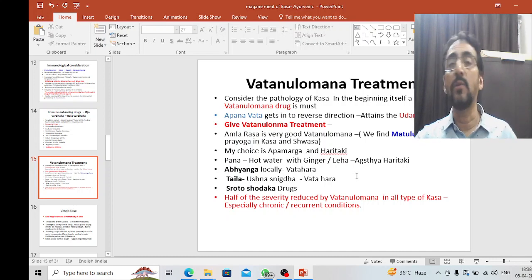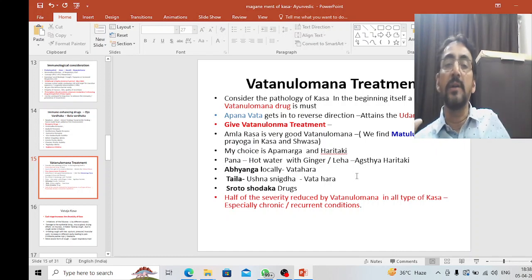The first thing I told is about the Vatanulomana treatment, isn't it? Vatanulomana treatment should be given, but I have not mentioned which type of Vatanulomana you want to give. Now you have to correct the Apana Vata status. Ushna is always Vatanulomana, and especially Amla Rasa is also always Vatanulomana. Therefore, in Kasa Chikitsa of Charaka, you can find Matulunga Rasa in many conditions. So use Matulunga Rasa more in the treatment of Kasa. Any Amla Rasa drug is also best Vatanulomana.